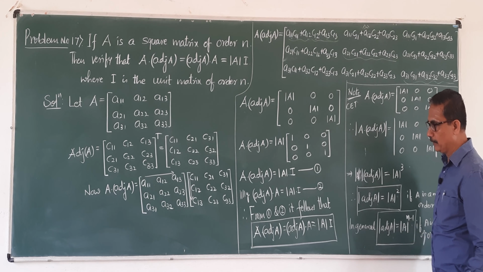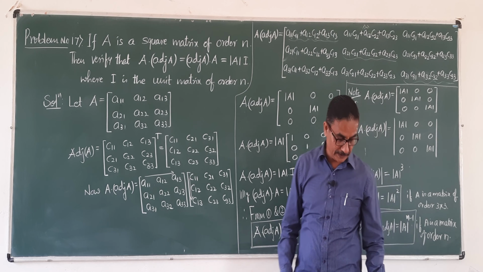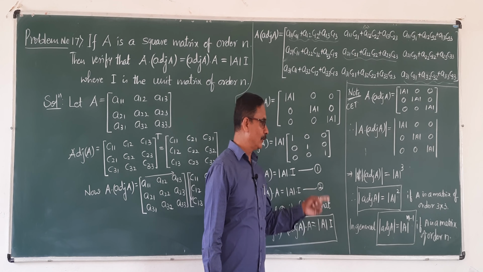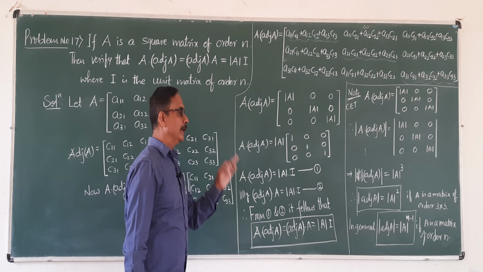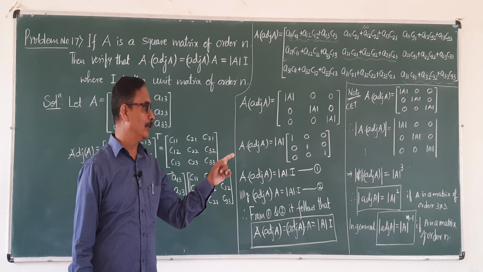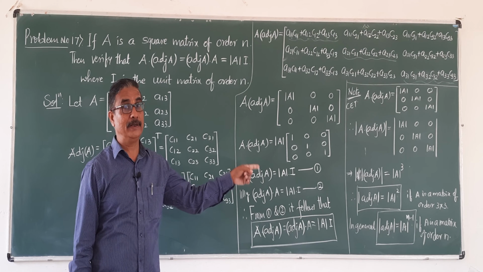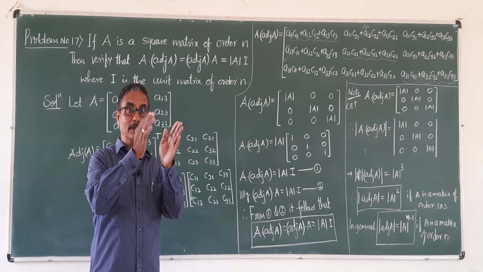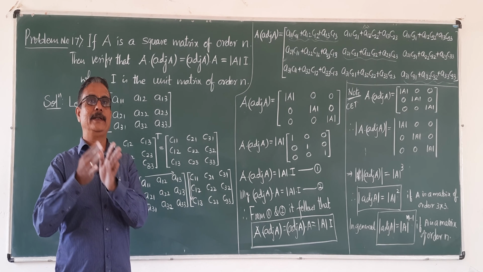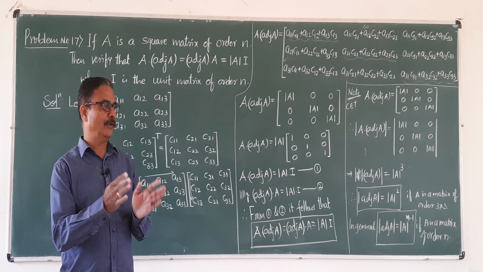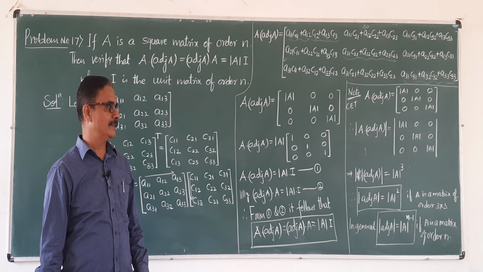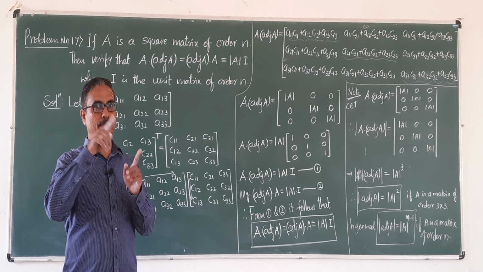In general, remember, if A is a matrix of order n cross n, then determinant of adjoint of A is equal to determinant of A to the power of n minus 1. Most important, remember it, a 1 mark question comes in the annual exam: a matrix is given, find determinant of adjoint of A. The formula: determinant of adjoint of A is equal to determinant of A to the power of n minus 1.